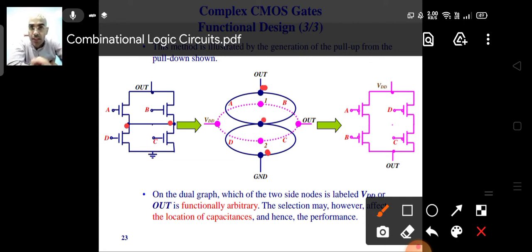So we have also decided a center point. First of all we'll draw the graph of the pull down network, and then we'll use the property of dual, which is what we studied in the last class. We'll use the dual property, that our PMOS is always the dual of our NMOS. The pull-up network is always the dual of the PDN network. So we'll use this property, and then we'll draw the graph of the other one as well, and then from that the circuit.